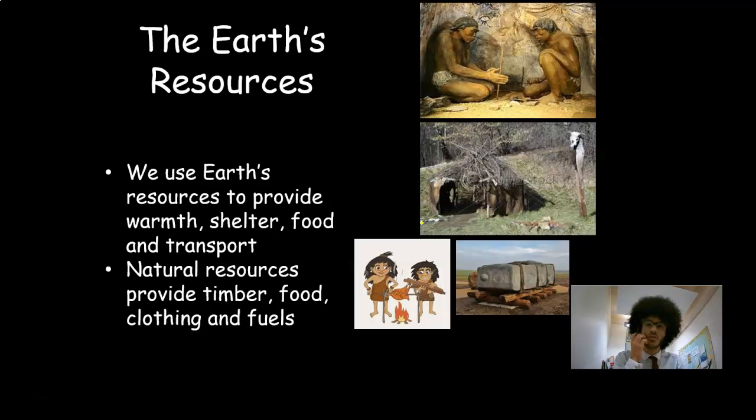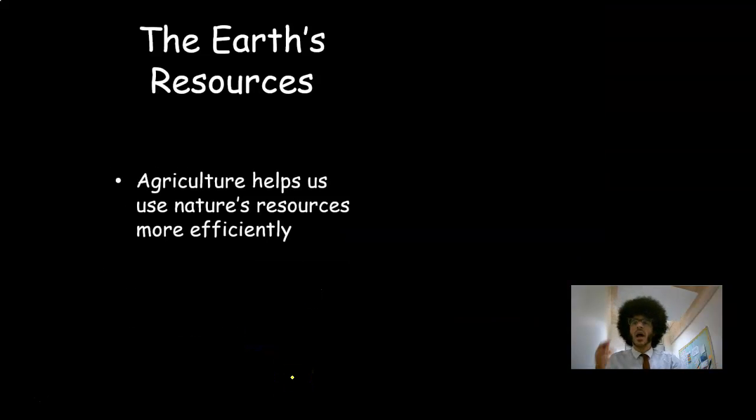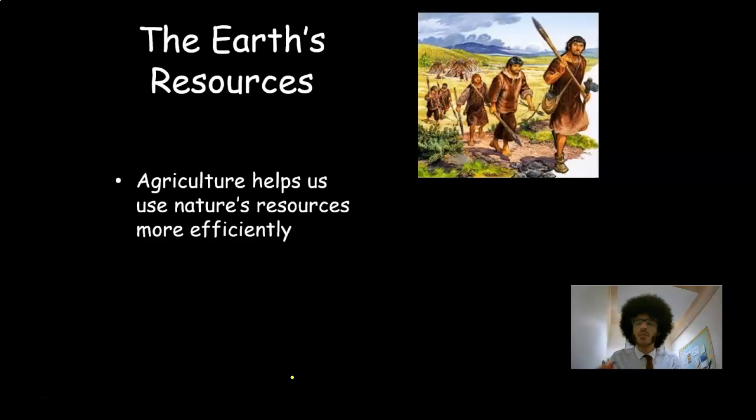Now, these natural resources can provide us with a number of things to help us meet these needs. Whether it's timber, and that timber can be used for transport or for warmth, whether it's for food, which is the same as that, whether it's for clothing and also for fuels. And fuels is a critical one in our modern era. Now, agriculture is something that can help us use these resources that nature provides us more efficiently.